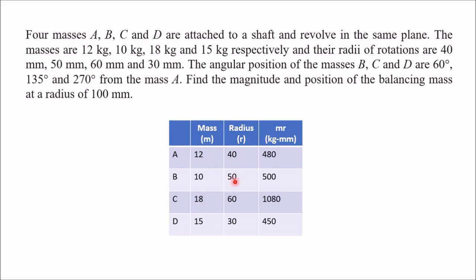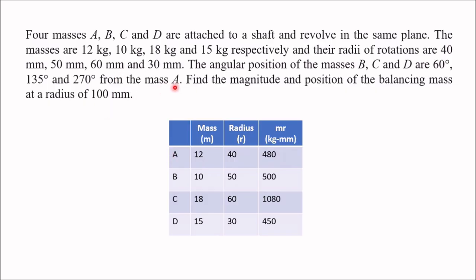Radius 40 mm, 50 mm, 60 mm and 30 mm. So MR in kg mm is 480, multiplication of these two, 500. Similarly this is 1080 and this is 450. Now we will draw their relative positions.